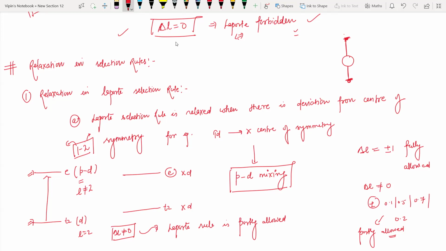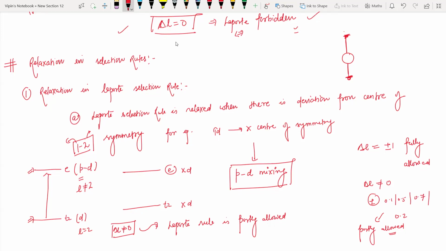As I have written, it is like 0.1, 0.5, 0.7, 0.2. So all these kinds of situations lead to partial allowance of the Laporte selection rule, hence absorption of light by the complex, which is responsible for the color. Okay.